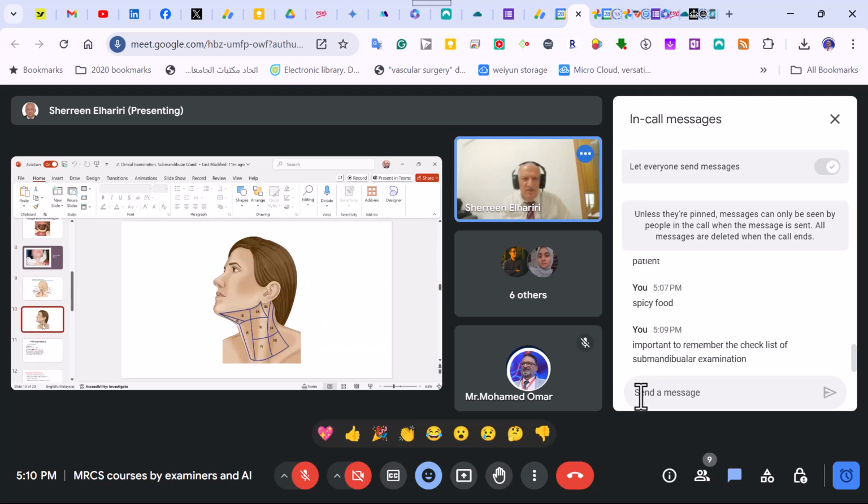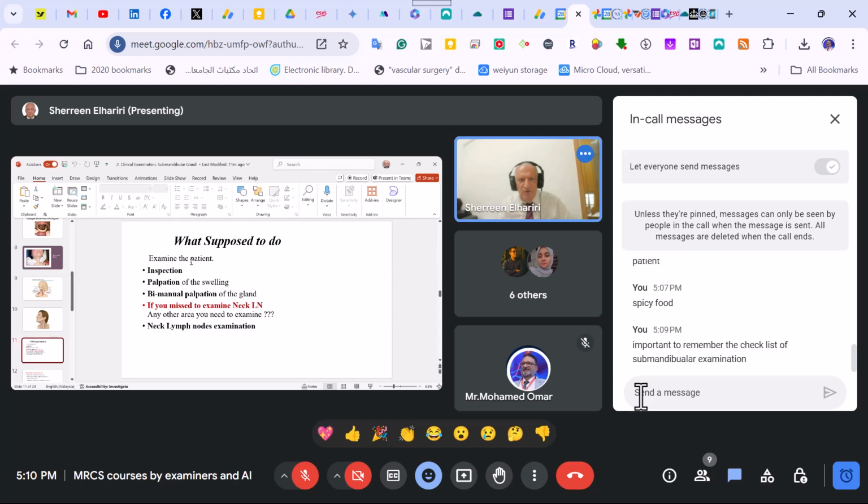All right, so in some ENT, make it level, don't worry about that. What I see in exam, of course, is inspection, palpation, bimanual palpation. If you miss to examine the neck lymph node, we ask you any other area you need to examine. So it means the neck lymph node examination is mandatory.